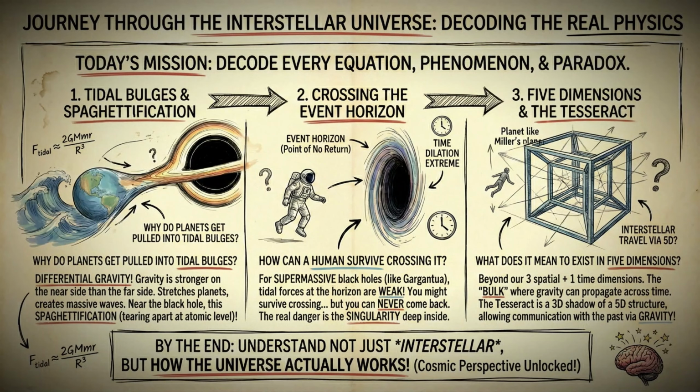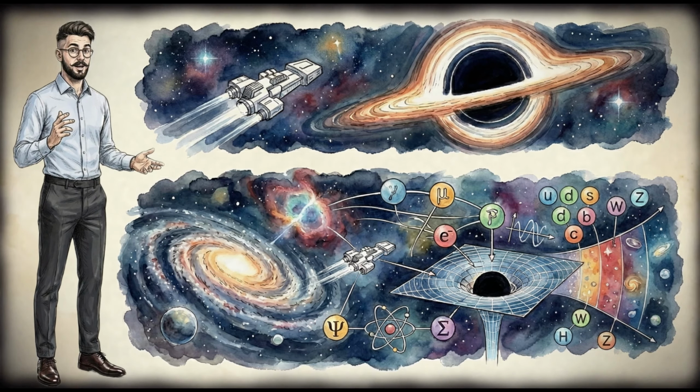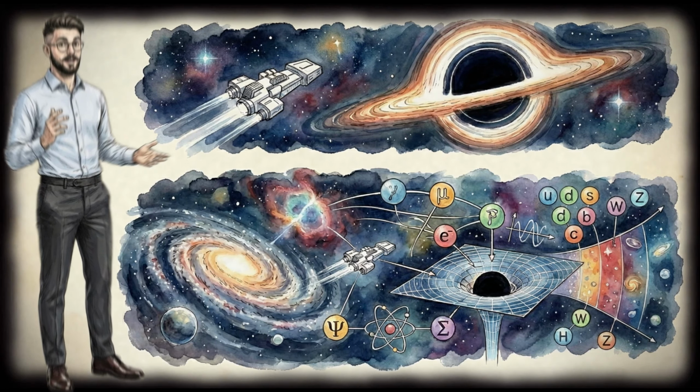So today, we're going on a complete journey through the interstellar universe together. We're going to decode every equation, every gravitational phenomenon, every paradox. We're going to ask the hard questions. Why do planets get pulled into tidal bulges? How can a human survive crossing an event horizon? What does it mean to exist in 5 dimensions? And by the end, you're going to understand not just Interstellar, but how the universe actually works.